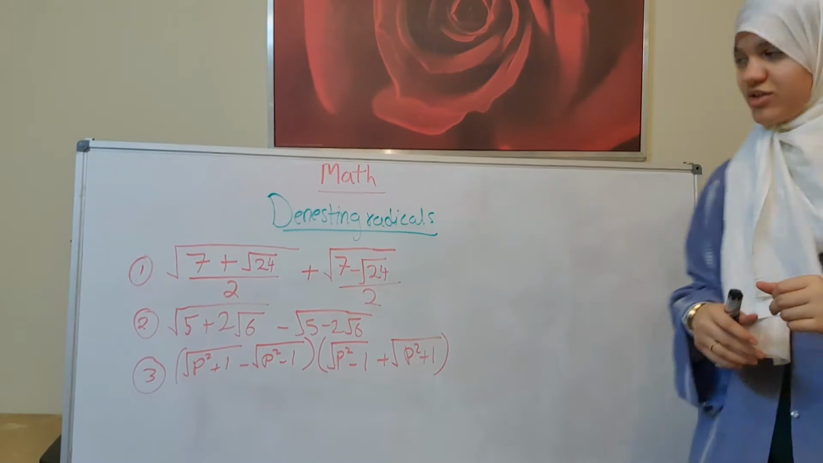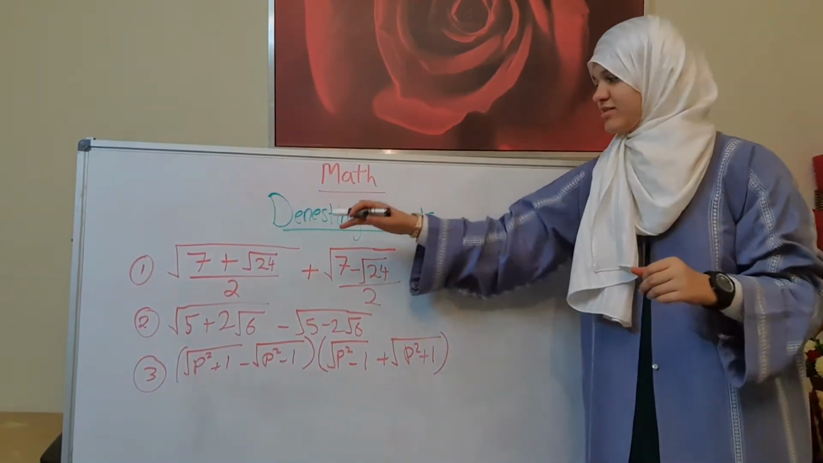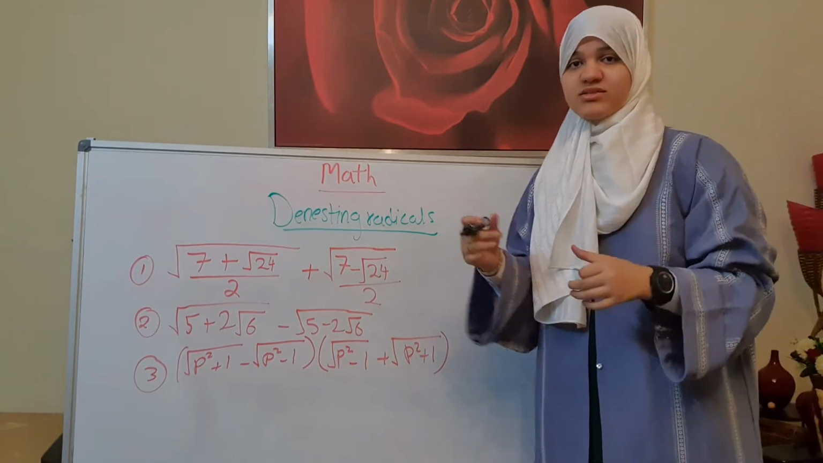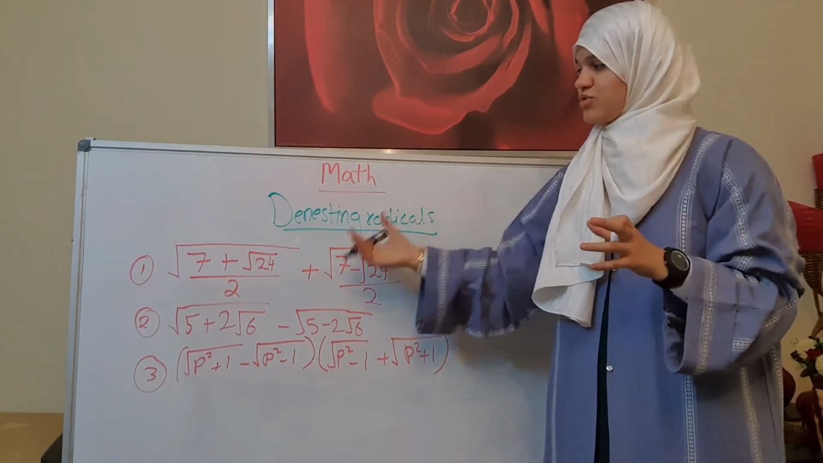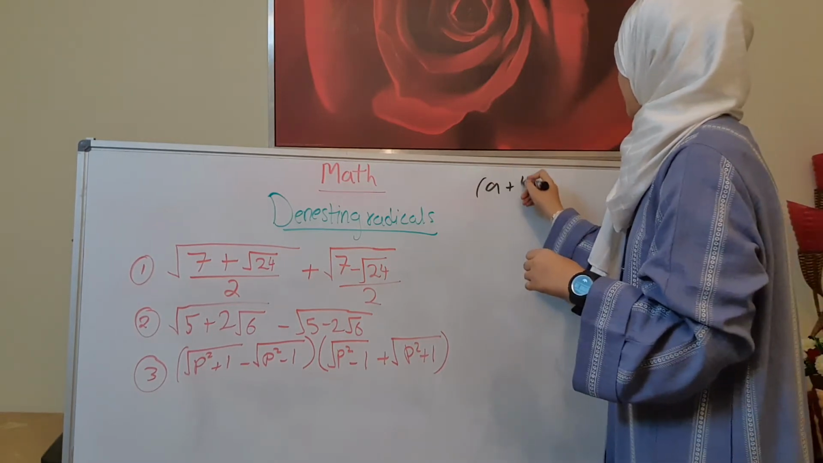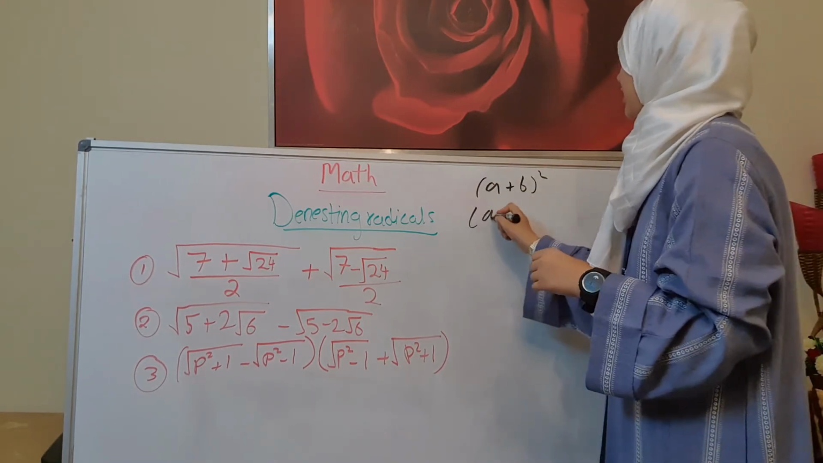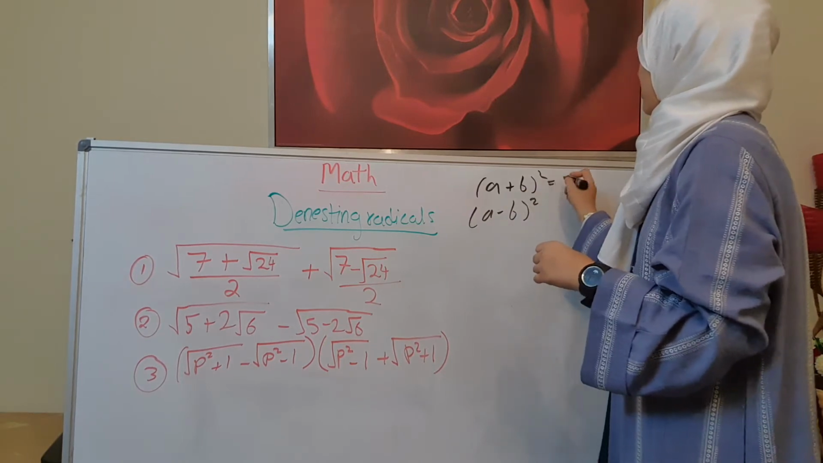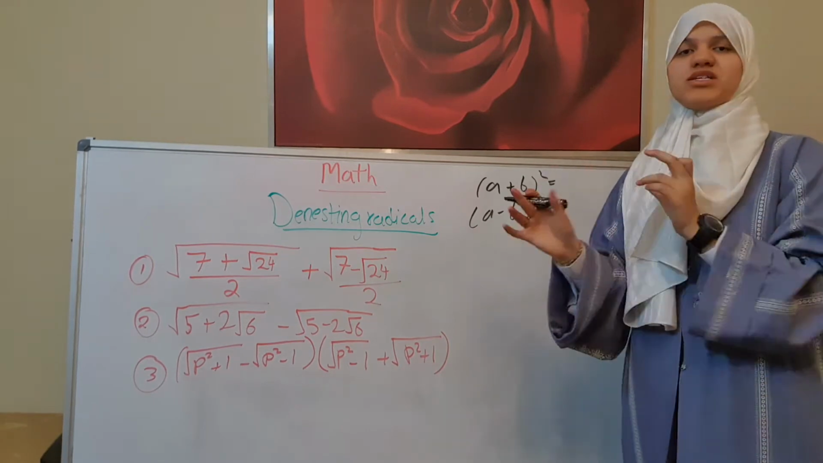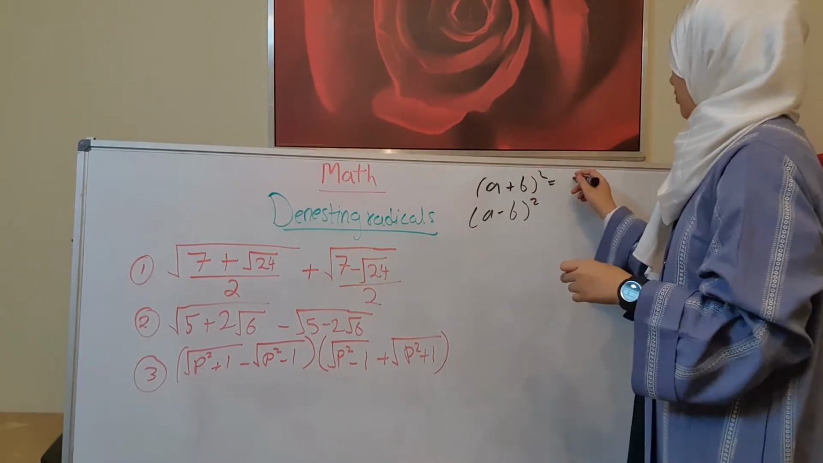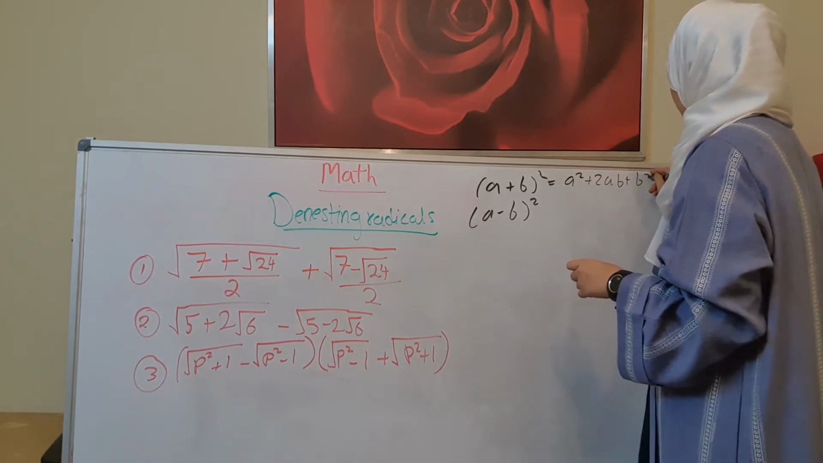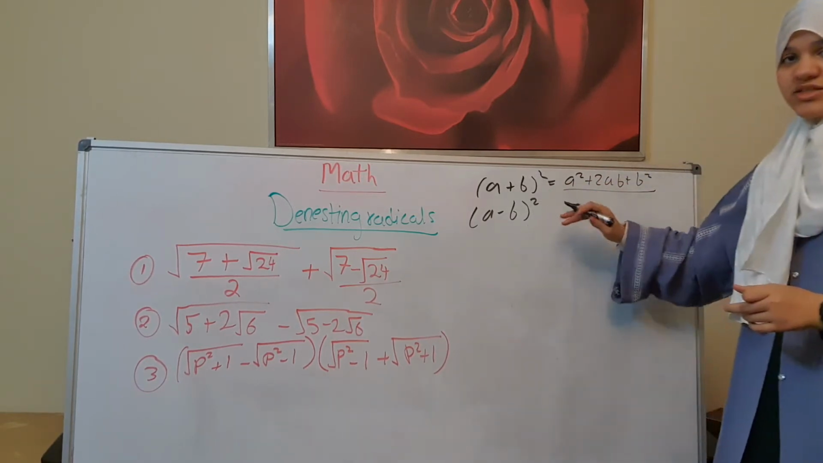Now let us continue with another topic, denesting radicals. Actually there are some formulas and rules to do it. The first one is (a plus b) squared or (a minus b) squared. We know that (a plus b) squared means (a plus b) times (a plus b), and we will get a squared plus 2ab plus b squared. This is the first rule.